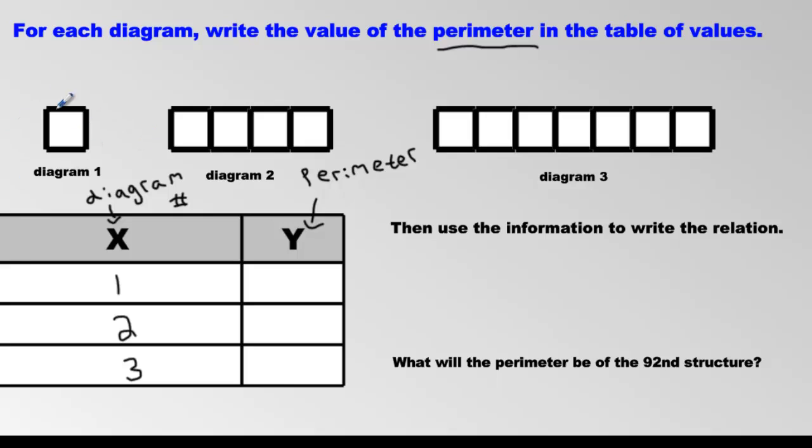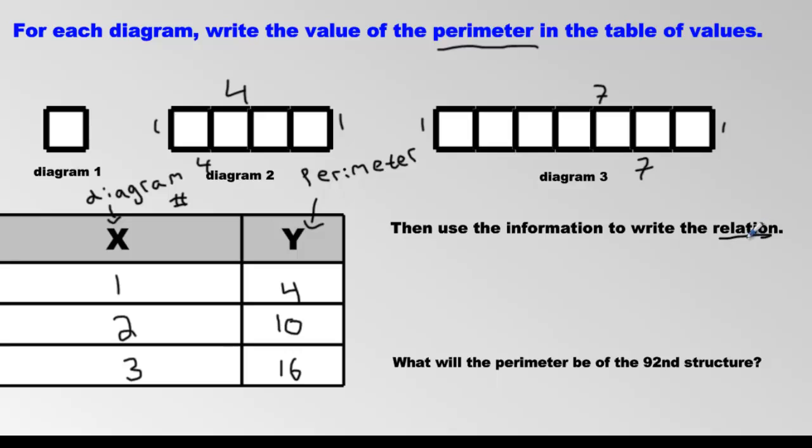The perimeter here is 4. The perimeter here is 4 plus 1 plus 1 plus 4. That's 10. And the perimeter here is 1, 2, 3, 4, 5, 6, 7, and 7, and 1 and 1. That makes 16. And then it says use the information to write the relation. So we've done part 1, the table of values.